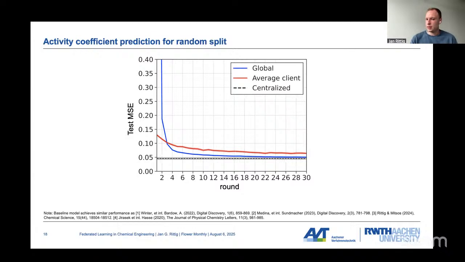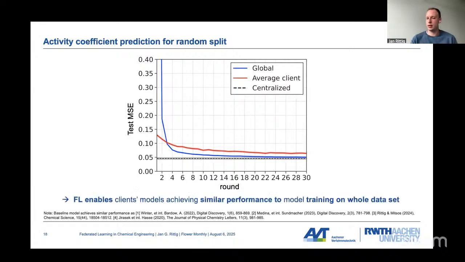And the interesting thing that we can see here is that by using federated learning, and here especially the global model that is shared among the different companies, after about 30 communication rounds, we get a similar error compared to a centralized model that is trained on the whole data set. So even though the companies do not share the data and only train using 25% of the data, their individual data set, we can see that federated learning enables the clients to achieve a similar performance to a model that is trained on the whole data set. So we saw that this is very promising in this scenario where the data is randomly split.